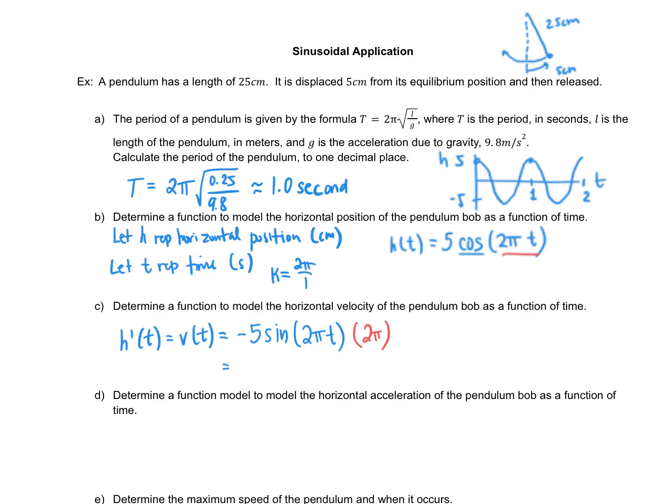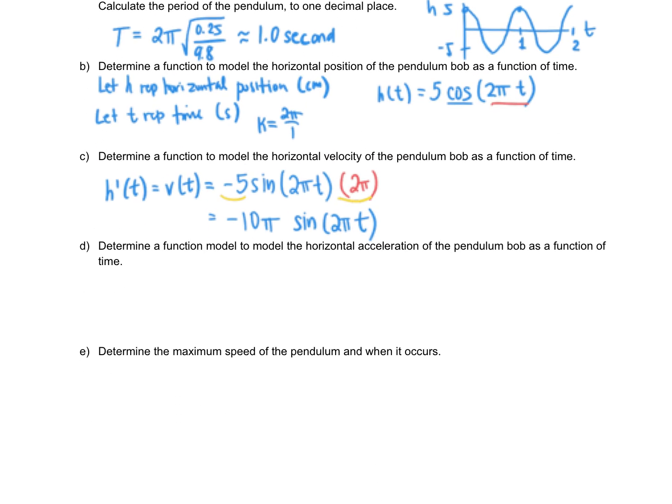I'm just going to clean this up. Just multiply the negative 5 with the 2 pi. So negative 10 pi and then times sine of 2 pi t. And now determine a function to model the horizontal acceleration of the pendulum bob as a function of time. Okay, which means we need the second derivative.